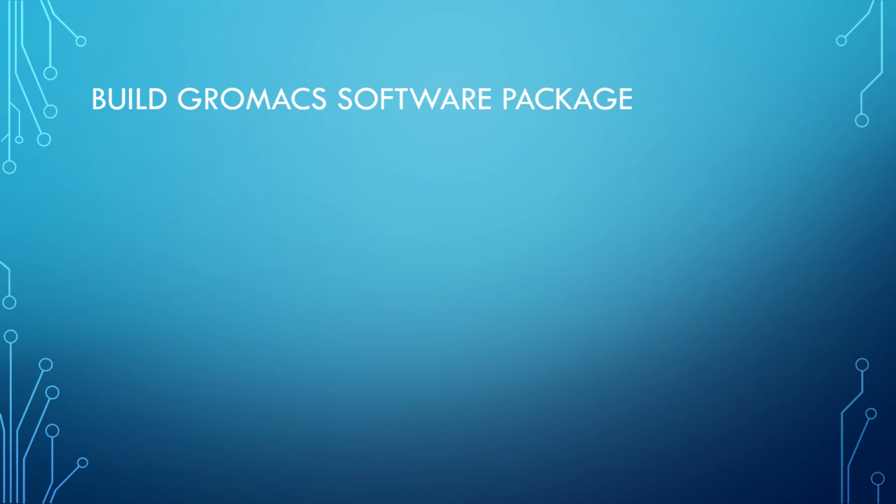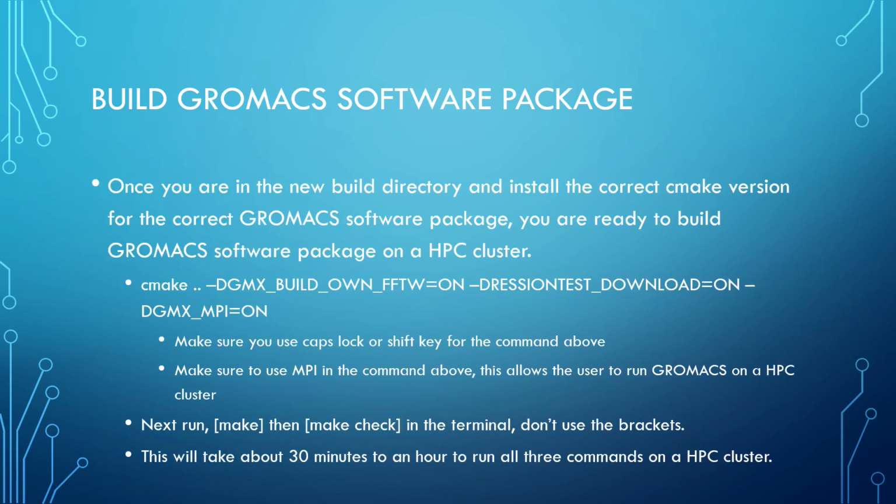Next is building the GROMACS software package. Once you are in the new build directory and have installed the correct CMake version for your GROMACS software package, you're ready to build GROMACS on an HPC cluster. Use the command below. Make sure you use caps lock or the shift key, and make sure to use MPI in the command above to allow the user to run GROMACS on an HPC cluster.